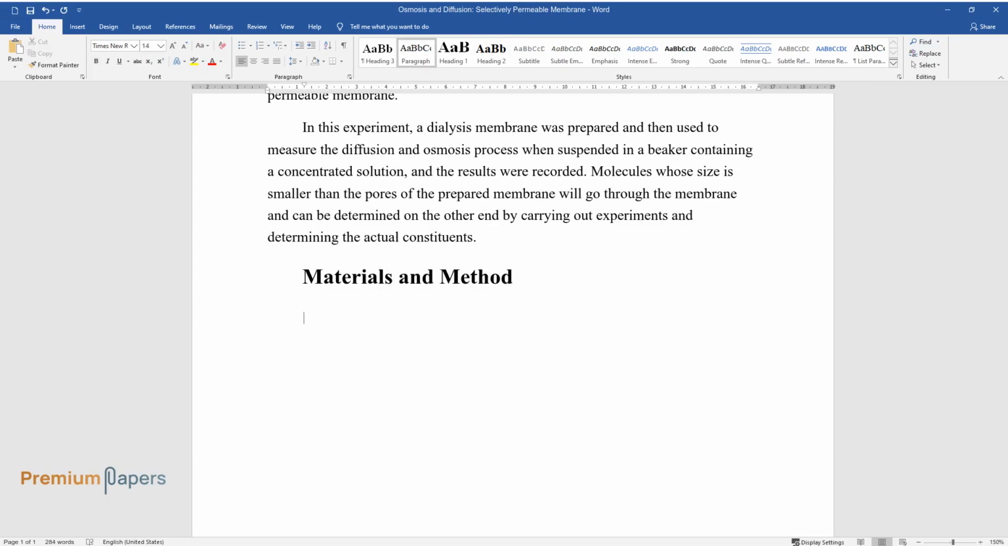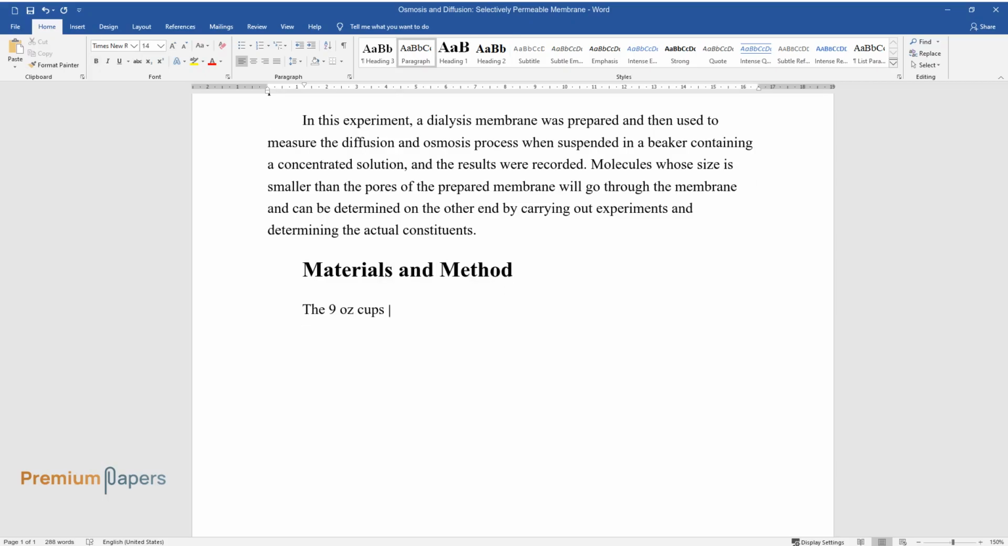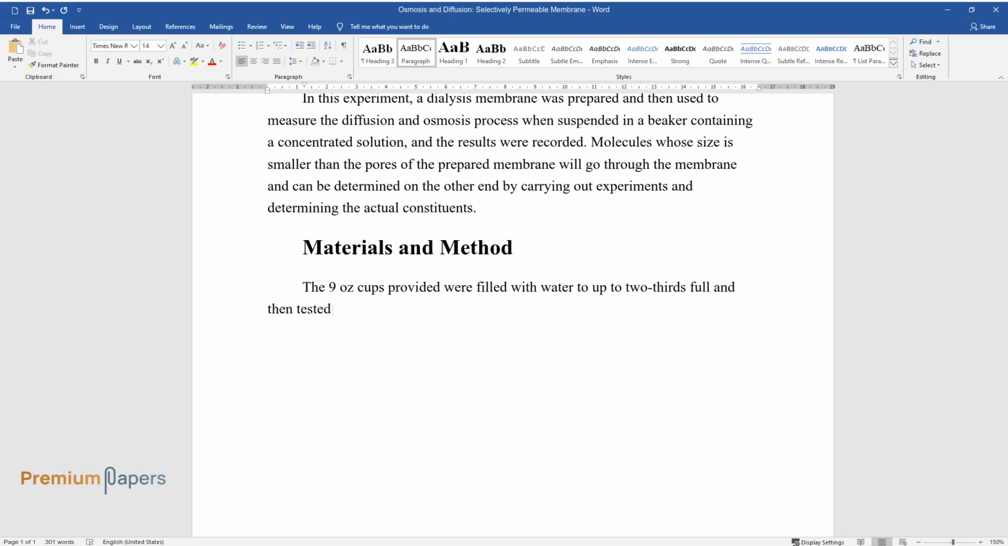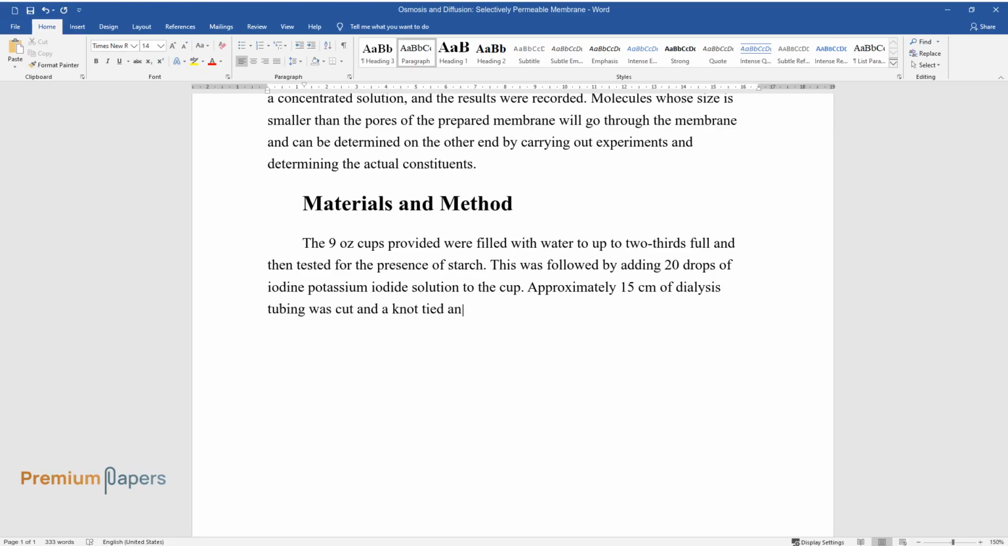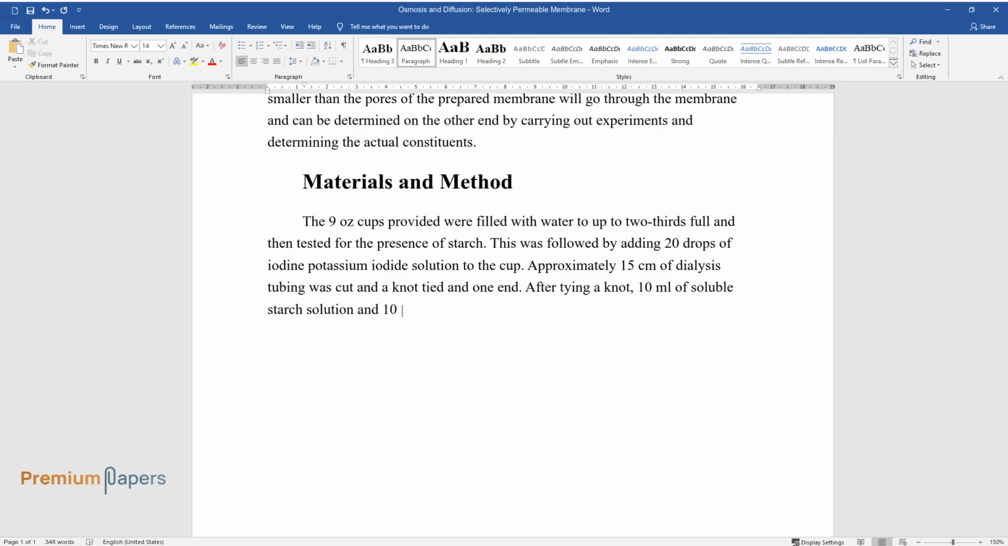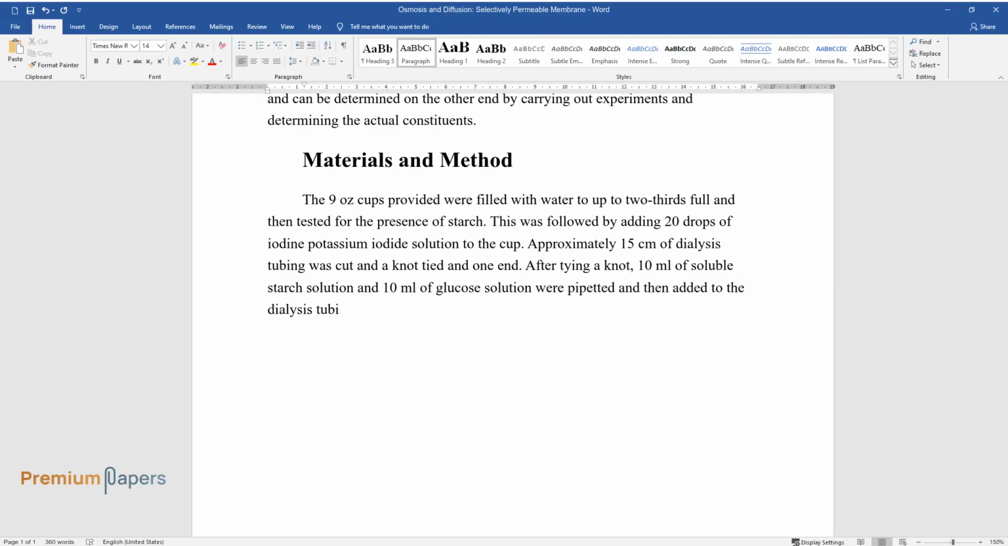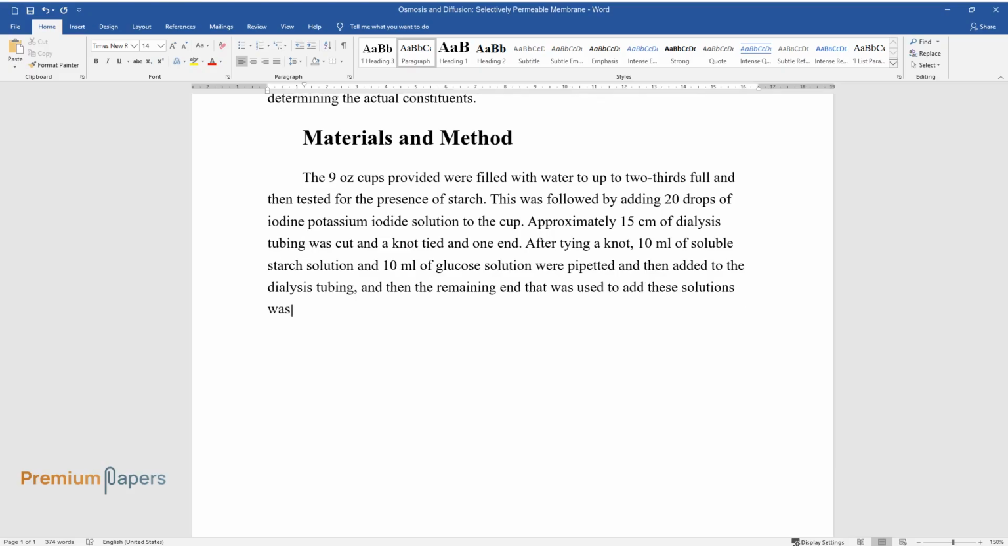Materials and method. The 9-ounce cups provided were filled with water up to 2/3 full and then tested for the presence of starch. This was followed by adding 20 drops of iodine potassium iodide solution to the cup. Approximately 15 centimeters of dialysis tubing was cut and a knot tied in one end. After tying a knot, 10 milliliters of soluble starch solution and 10 milliliters of glucose solution were pipetted and then added to the dialysis tubing, and then the remaining end that was used to add these solutions was tied.